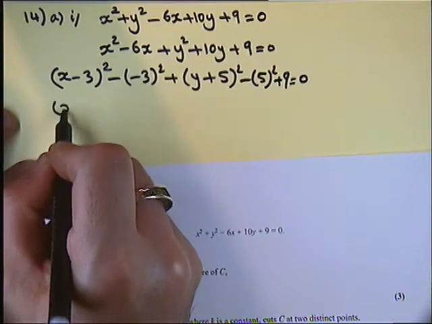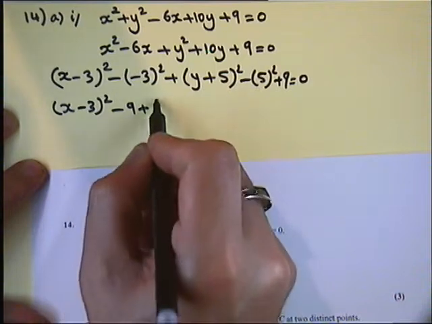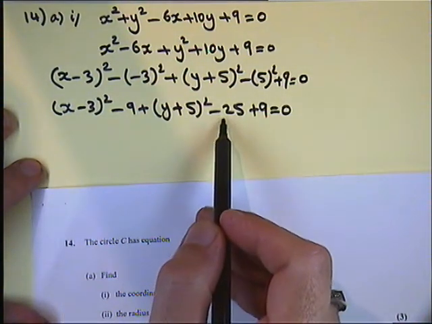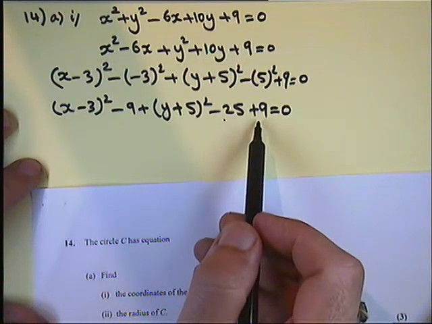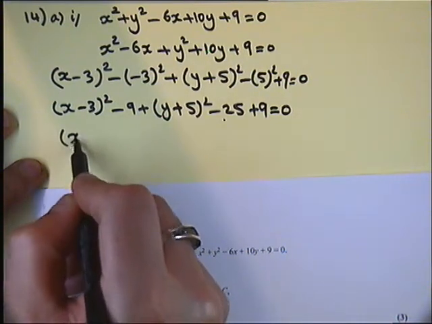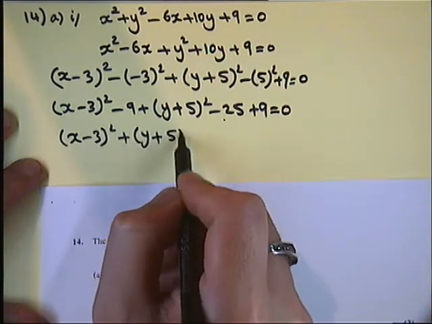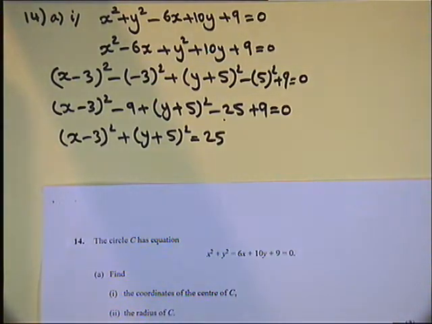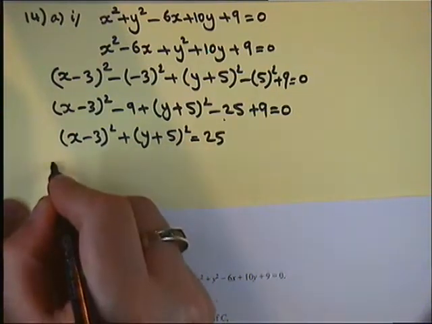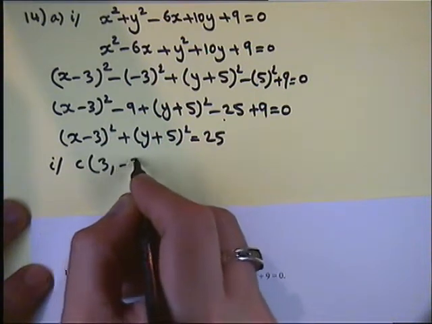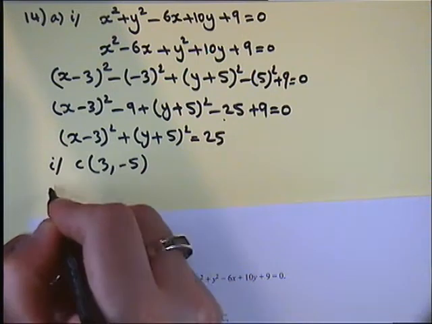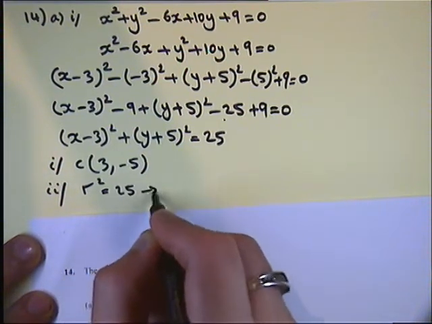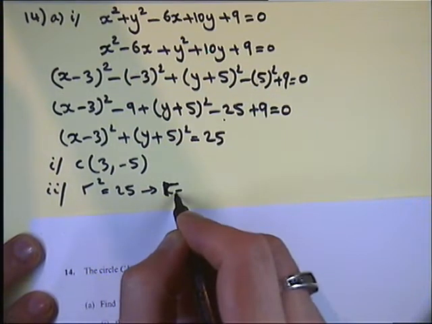Let's simplify this a bit further. x minus 3 squared minus 9, plus y plus 5 squared minus 25, plus 9 equals 0. Let's add all the numbers: minus 9 minus 25 is minus 34, plus 9 is minus 25. So x minus 3 squared plus y plus 5 squared equals 25. For part 1, the center is (3, minus 5). And for part 2, the radius squared is 25, therefore r equals 5.